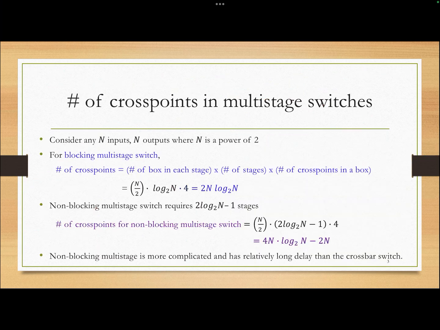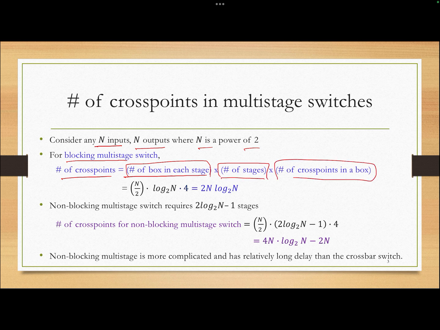Now we calculate the number of crosspoints in a multi-stage switch. Consider if we have n inputs and outputs, where n is a power of 2. Then for the blocking multi-stage switch, the number of crosspoints is the number of blocks in each stage, multiplied by the number of stages, multiplied by the number of crosspoints in each block.